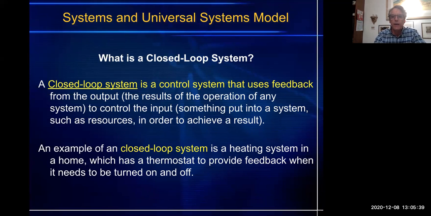A classic example of a closed loop system is a heating system in a home, where it has a thermostat to provide feedback when it needs to turn itself on and off. The thermostat is set at 70 degrees. When the temperature gets up to 70 degrees, the thermostat tells the system to shut down. It's going to drop down below 70 degrees and it's going to start back up. And then it's going to shut down as it gets over. So it's always going to be bouncing around right around 70. That's how the system works.